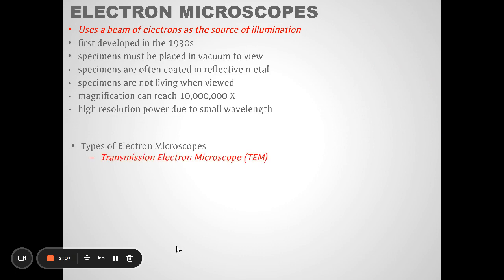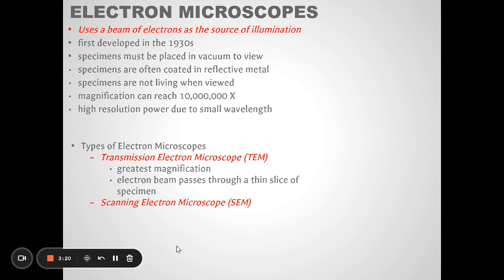There's two types. One is called a transmission electron microscope. The electrons go through the specimen, kind of like our compound microscope. It gives a really high magnification. The other type is more like our dissecting microscopes. It gives you a three-dimensional image.